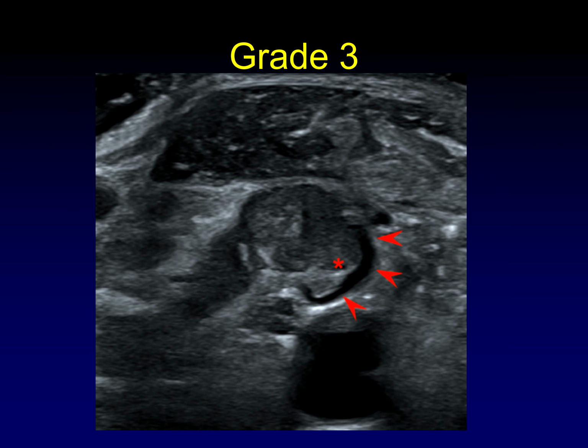Here's a very similar appearance, this time on ultrasound. This is the node. This is the internal jugular vein, and you can see direct invasion into the vein, forming tumor thrombus. Grade 3.